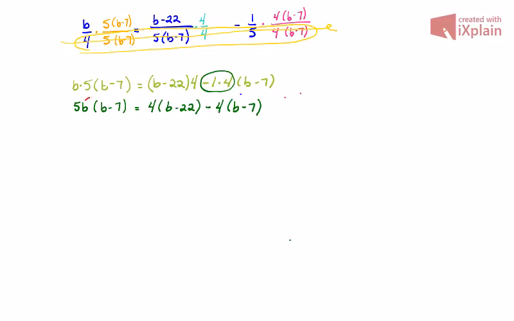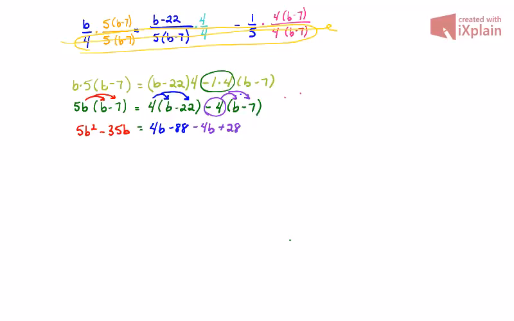Now we can go ahead and do a distribution. So on the left-hand side, we'll get 5b squared minus 35b. And that's going to be equal to, let's distribute that 4, so we get 4b minus 88. And then we're also going to distribute this entire negative 4 to each term in that binomial. So we'll get negative 4b plus 28.